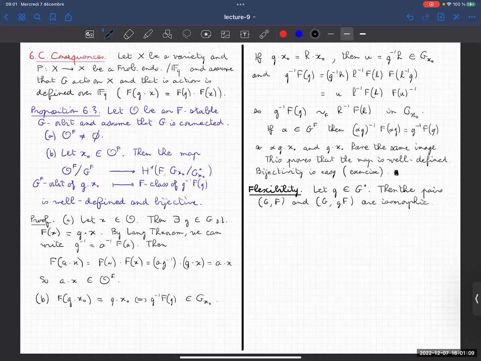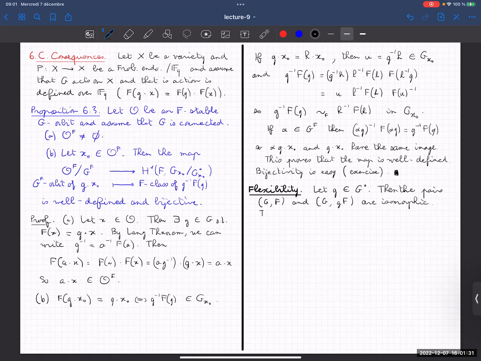So what do I mean by isomorphic? I mean that there is an isomorphism from G to G that sends the Frobenius F to the Frobenius GF. And how is it constructed? It's fairly easy, again, using Lang's theorem.